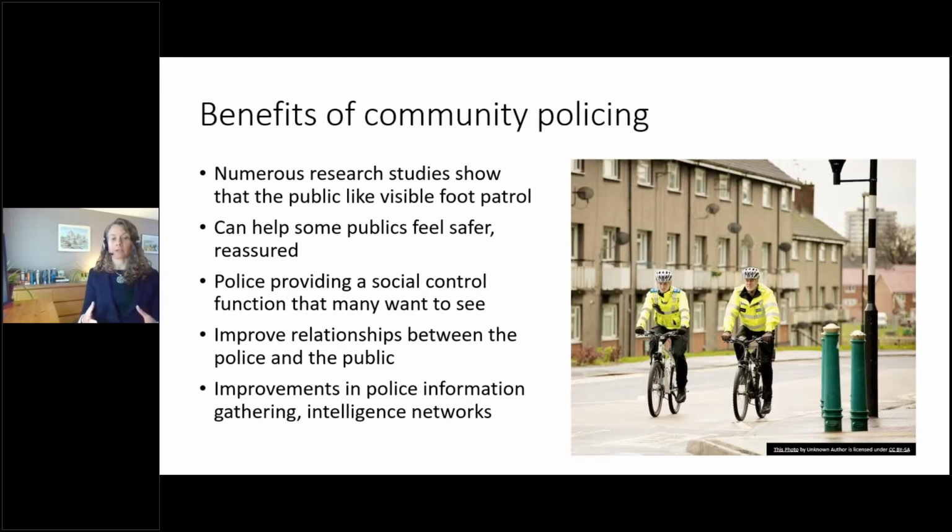So having a police organization that is responsive, that listens, that communicates can help build relationships. It can also help the police themselves, in that if they have better relationships with their public, they'll get more information from that public about things that are happening and help to build intelligence networks that police officers need in the course of doing their work.